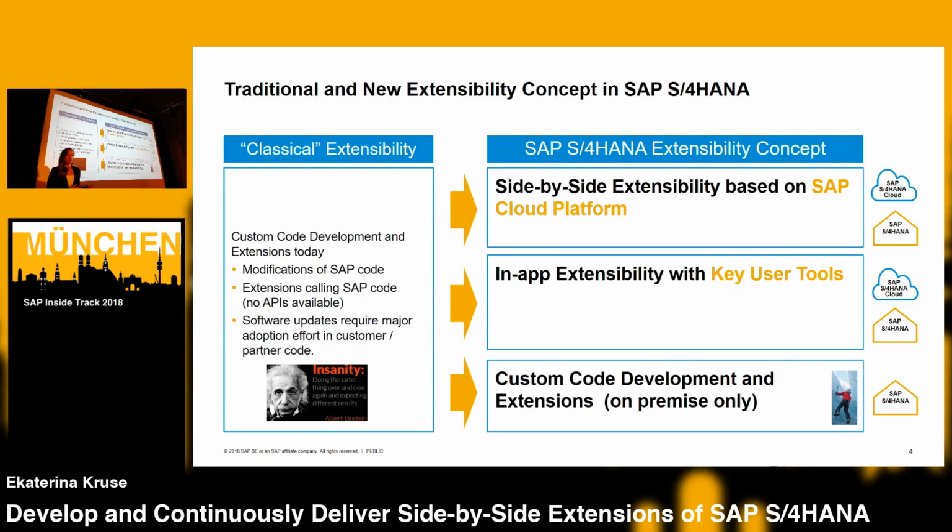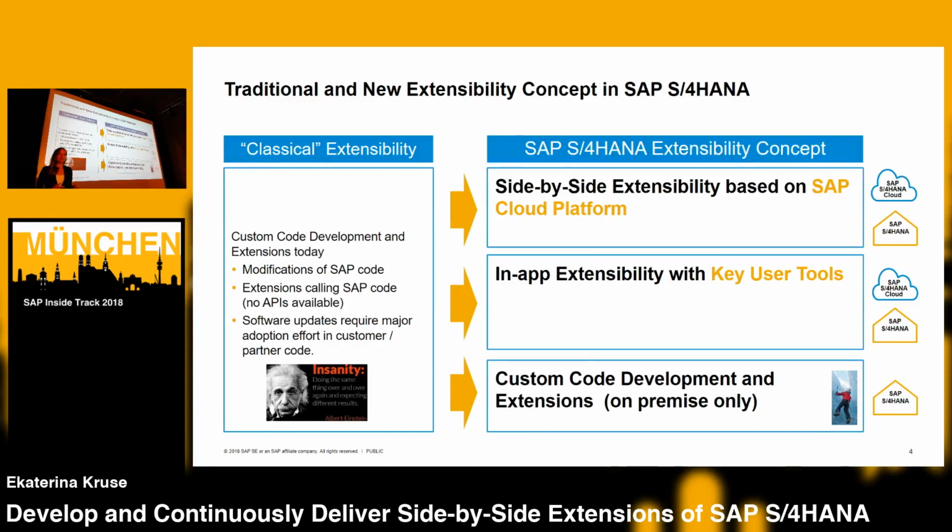So noticing this problem, SAP came up with a completely new model for extensibility. Basically, there are two approaches that you can use for complete decoupling of extensions from SAP core. Both approaches you see here on the right-hand side on top. One of them is called side-by-side extensibility.